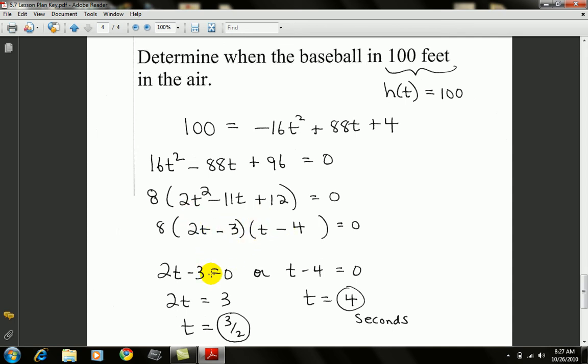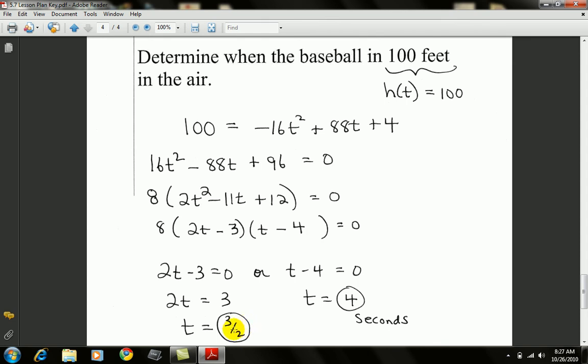You set 2t minus 3 equal to 0, solve it, and that gives us 3 over 2, which is really 1.5 seconds. You set this second part equal to 0, and you get 4 seconds. Now, think of why there are 2 answers. When is the ball 100 feet high? Well, that's going to occur twice. Once on its way up, and once on its way down.